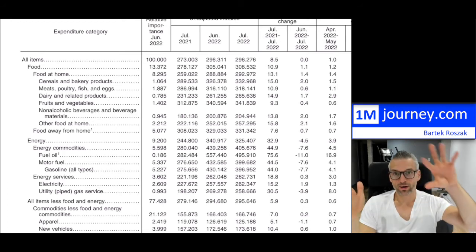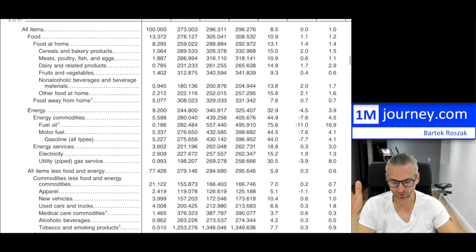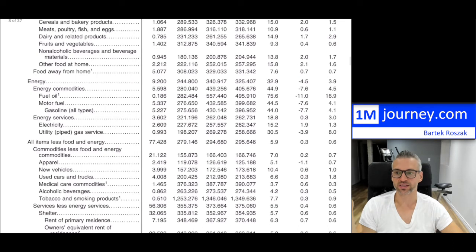So this is just one basket of food, and out of that 100%, it constitutes about 13.372%. And then you move on. What else is in our basket that we consume? Well, there's obviously energy. So it says commodities, okay, things that we're using like fuel oil, motor oil, so it's kind of like gasoline. Various energy services, so electricity, utilities, so gas.